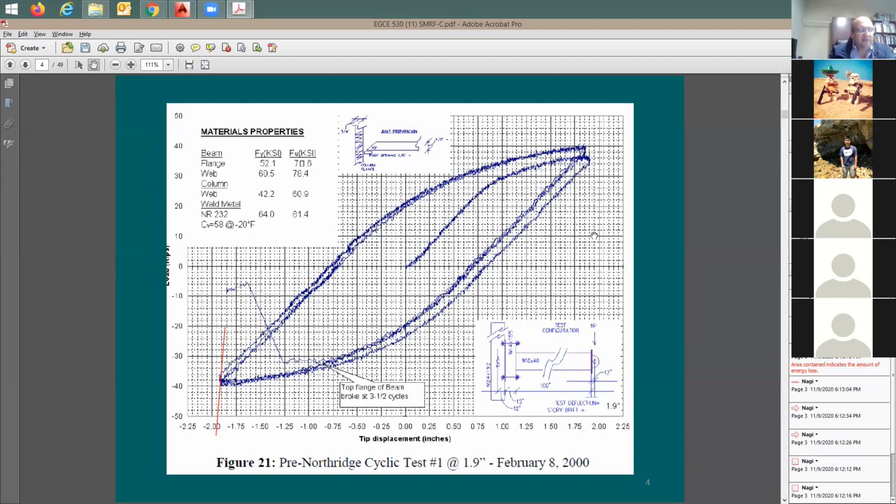Now, with this kind of poor performance, if you like, because if you remember the R factor, what was the R factor for a moment frame? Anyone remembers?